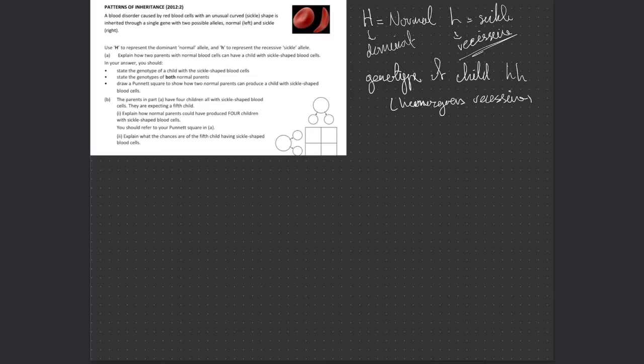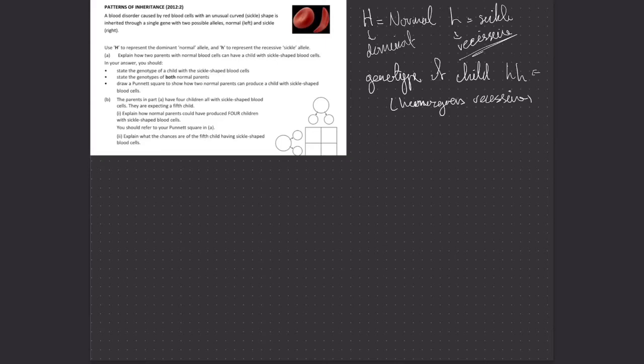Now, it wants us to talk about the genotypes of both parents. We know that the child has to have the recessive genotype, okay, or only the recessive genes present, otherwise it wouldn't have sickle-shaped cells. Okay, so we know that they have to inherit this from parents. These genes didn't just come from anywhere. Okay, so the parents must have that gene present. So for them to both have the normal shaped cells, we know that they have the normal gene present, but to pass on the recessive, we know that they also have to have our recessive gene present.